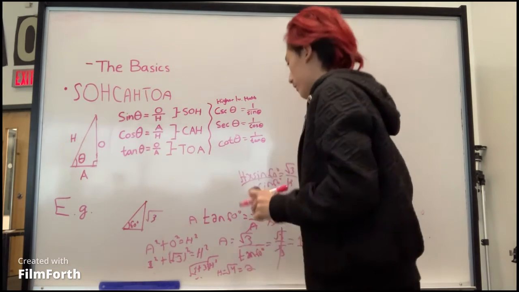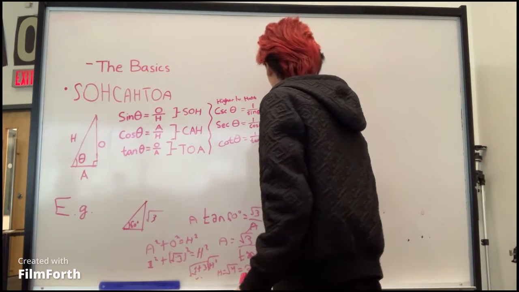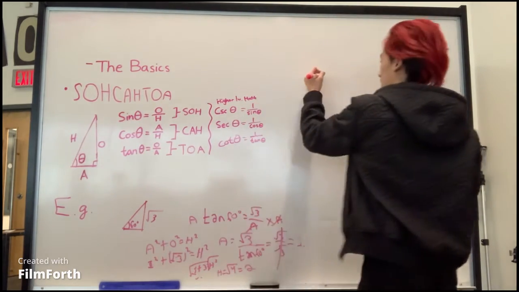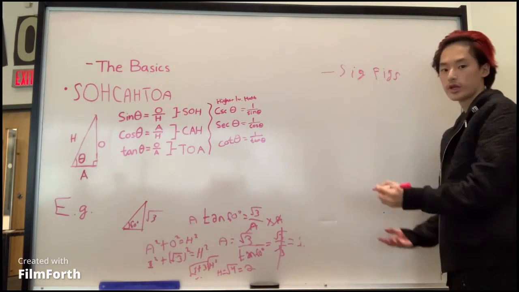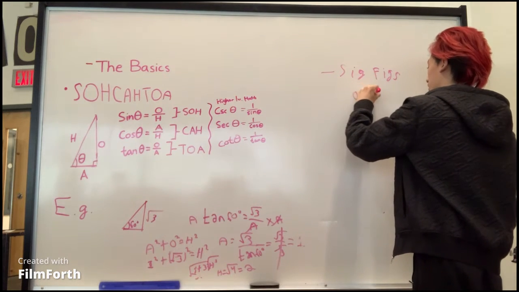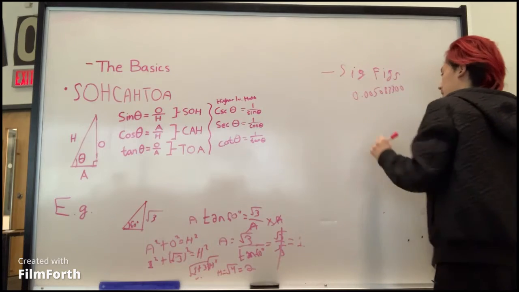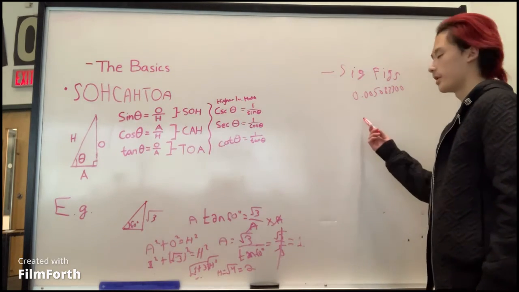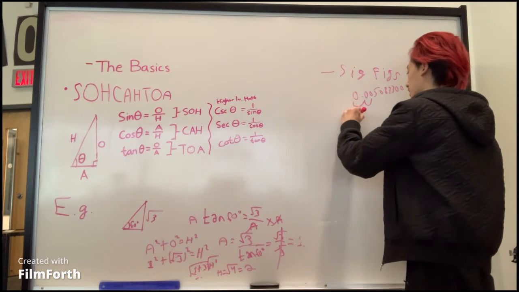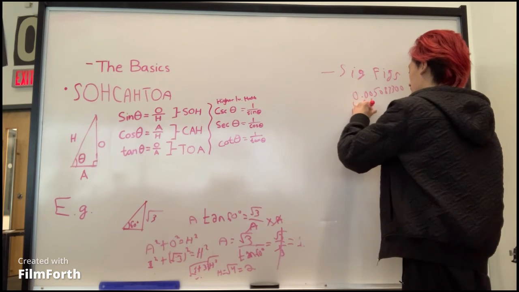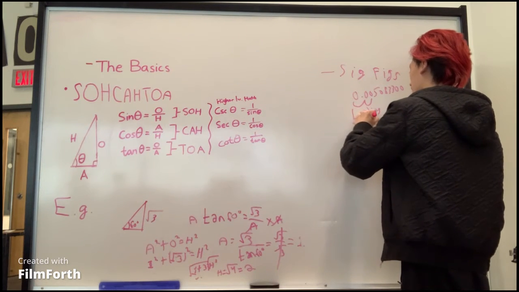Alright, now that we covered the trigonometry portion, let's go to sig figs. Suppose we were given a number such as 0.005083300. Now, let's talk a bit about sig figs. These three zeros over here are called leading zeros. Leading zeros are not considered significant when counting sig figs.